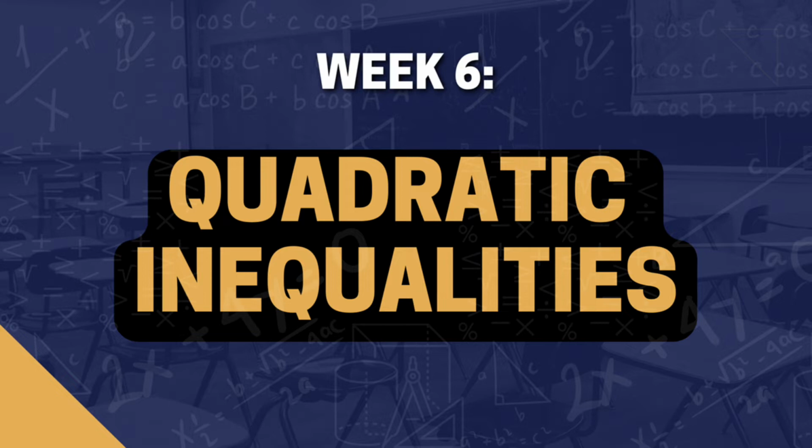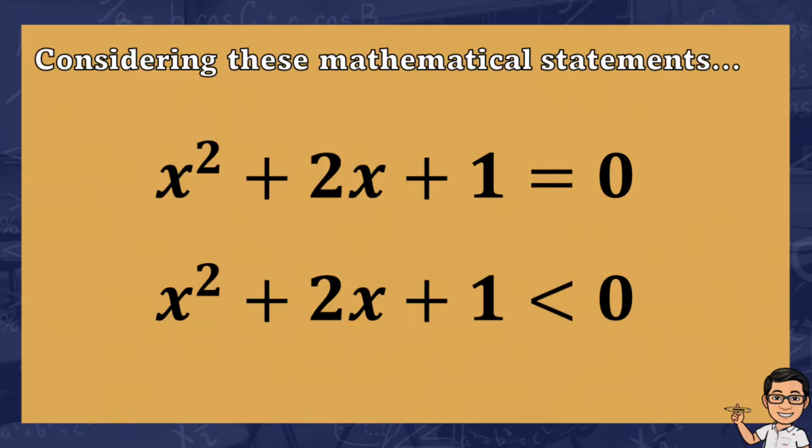sa quadratic equation. Okay, so considering these mathematical statements, we have x squared plus 2x plus 1 is equal to 0 and x squared plus 2x plus 1 is less than 0. So kung mapapansin natin, parehas sila na mathematical statement and meron silang isang bagay lamang na pinagkaiba. Ano kaya yun? Ano ang inyong napansin na pinagkaiba nila? Okay, tama. Doon sa equal symbol at yung less than symbol.